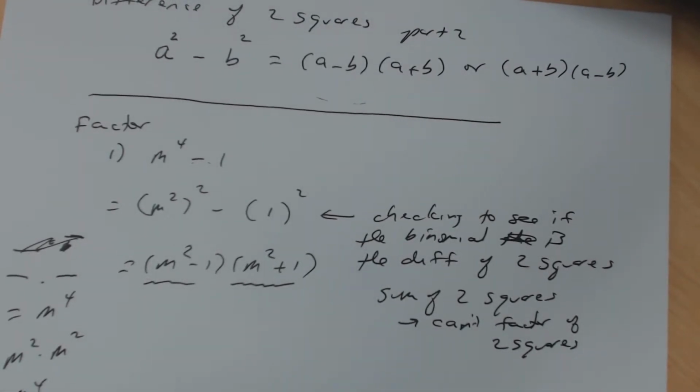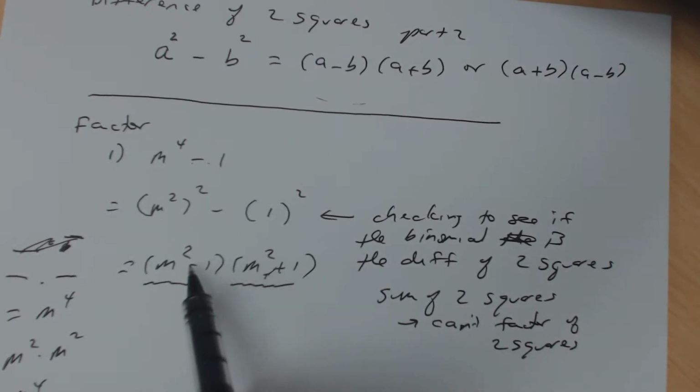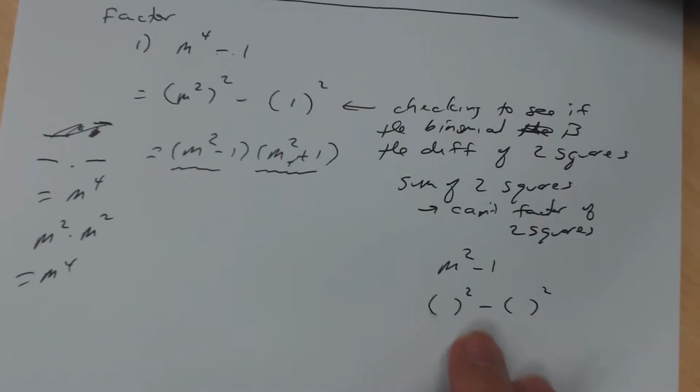All right, so that was in a previous video. The sum of two squares cannot be factored. This right here is the sum of two squares. Now right here, m squared minus 1, that is the difference of two squares also.